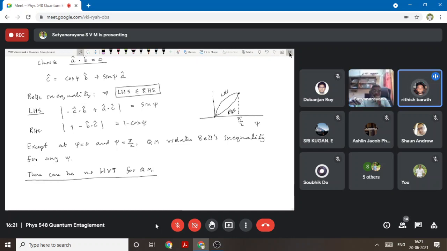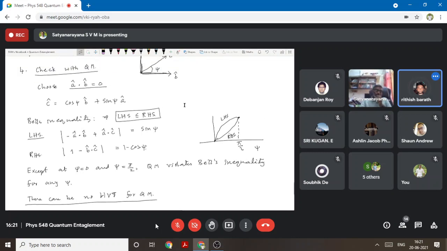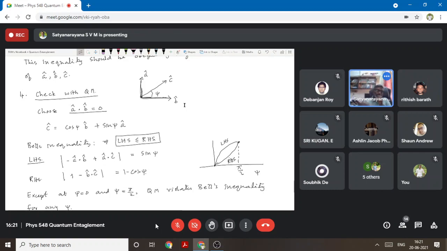Sir, what if you go to higher dimensions? So you mean instead of a spin half, if you have more than a spin half particle, is that what you're saying? Yes. So there are some difficulties in the higher dimension case, but these difficulties are generally true. There are some difficulties which depend on something called contextuality and things like that.